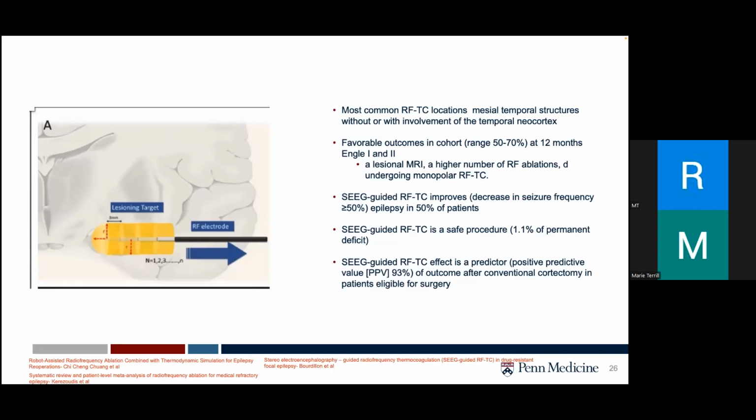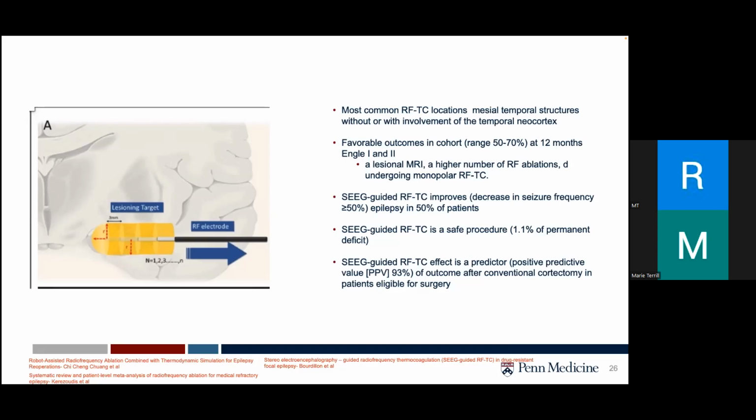The suitability of the procedure, of course, depends on several factors, including the specific type and the location of the epileptic focus. The main takeaway, I guess, based on the current evidence, is that it's promising. The safety data seems to be reasonably modest, but further research is required, like randomized controlled trials, to clearly establish its role in preoperative discussion with patients and their families. Again, most of the literature has looked at patients involving mesial temporal structures with or without involvement of temporal neocortex.